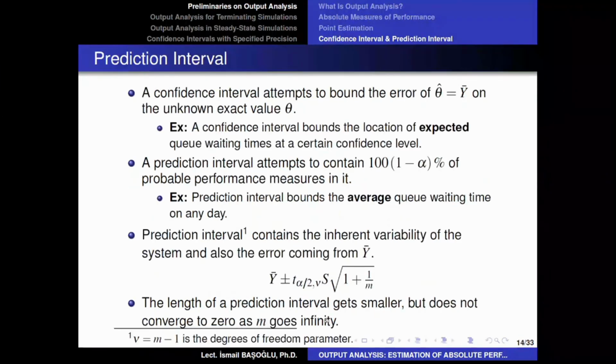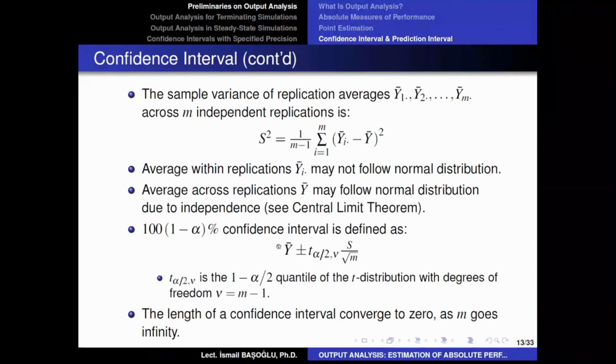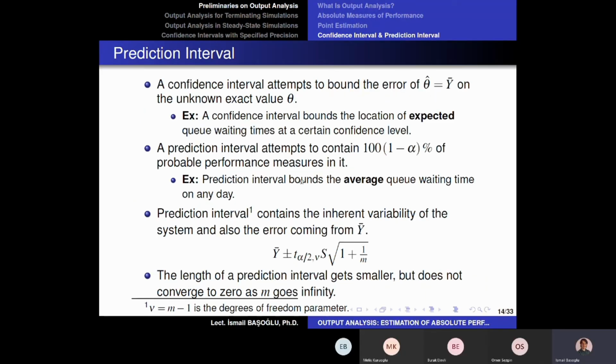Now, we also have prediction intervals, and we need to introduce the difference between the confidence interval and the prediction interval. A confidence interval gives us a 95% confidence level interval for the expected value that we are interested in. So this interval contains the true expected value of the performance metric with a 95% confidence level. For example, if we are interested in the average waiting time in the system, we are also interested in the possible values for time spent in the system. Not just the expected value, we are also interested in the distribution of that. A prediction interval bounds the average queue waiting time on any day. A confidence interval bounds the location of expected queue waiting times at a certain confidence level.